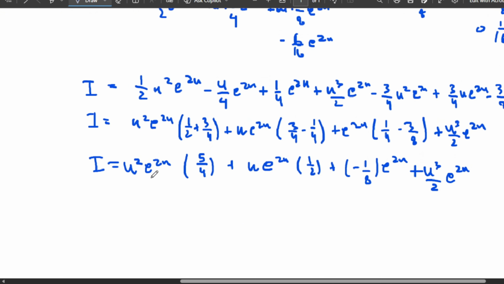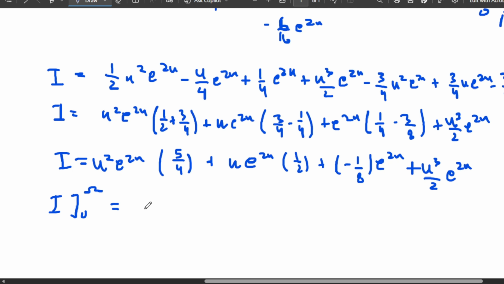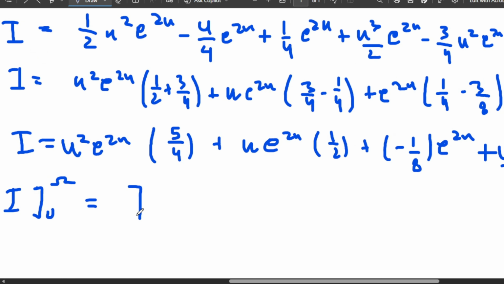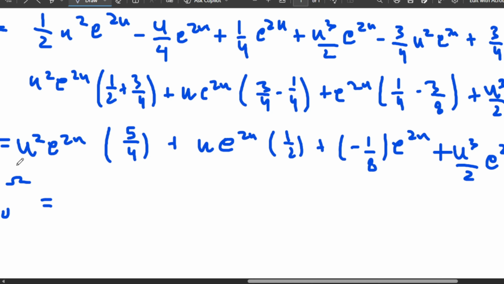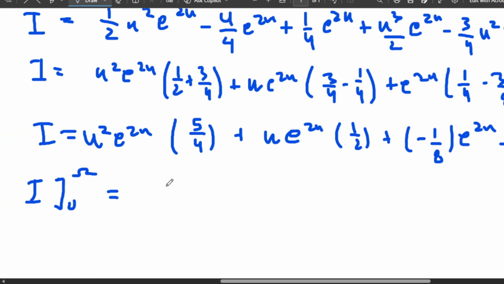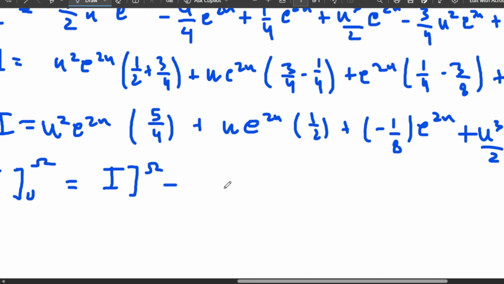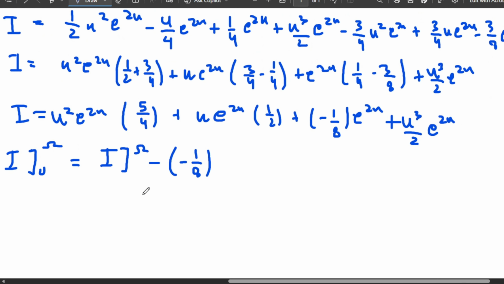Now we can evaluate this from 0 to omega. If we evaluate at 0, everything will be 0, except this. So we have the expression evaluated at omega minus this, minus 1 over 8.